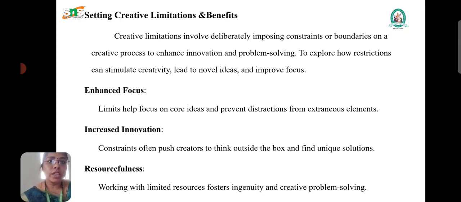Setting creative limitations and the benefits for creating alternative story sources. This is used to explore how restrictions can stimulate creativity, lead to novel ideas and improve focus. We have to fix a limit. It helps us to focus on core ideas and prevents distractions from external elements. It increases our innovation, as constraints often push creators to think outside the box and find unique solutions. Working with limited resources fosters ingenuity and creative problem solving.